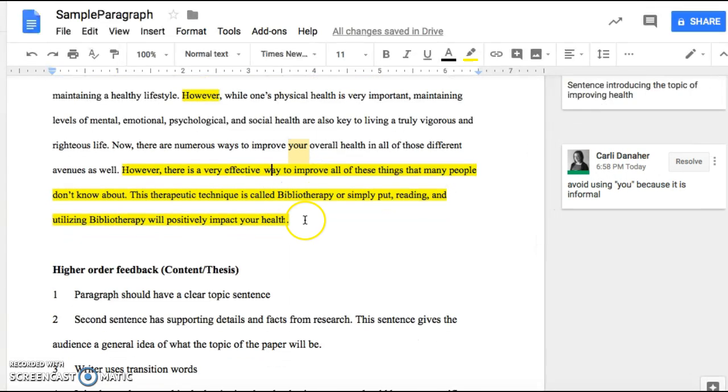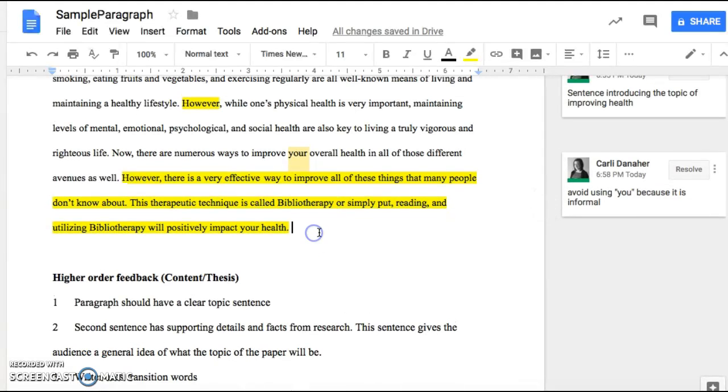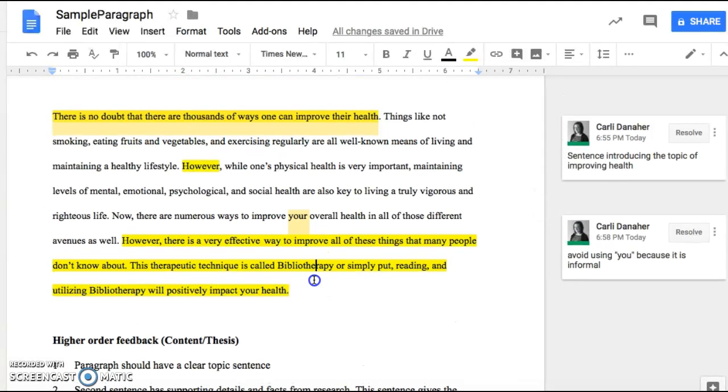And you also might want to, if you are talking about bibliotherapy, and this might be the topic of your paper, I think that it would be beneficial if the writer did introduce it before, maybe earlier on in the paper.